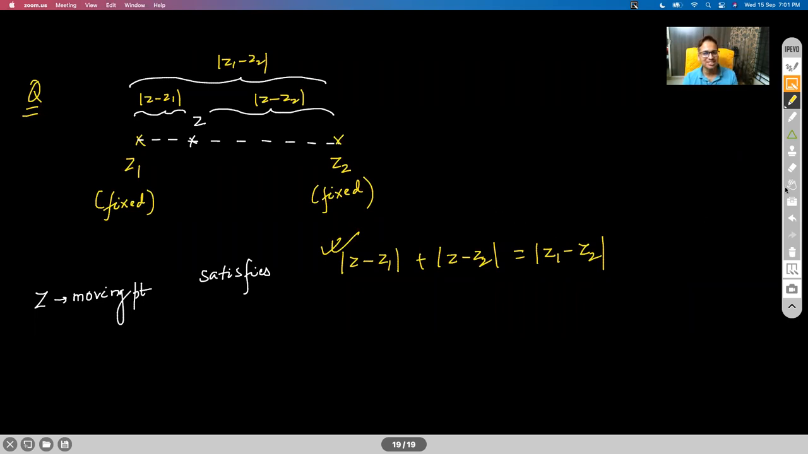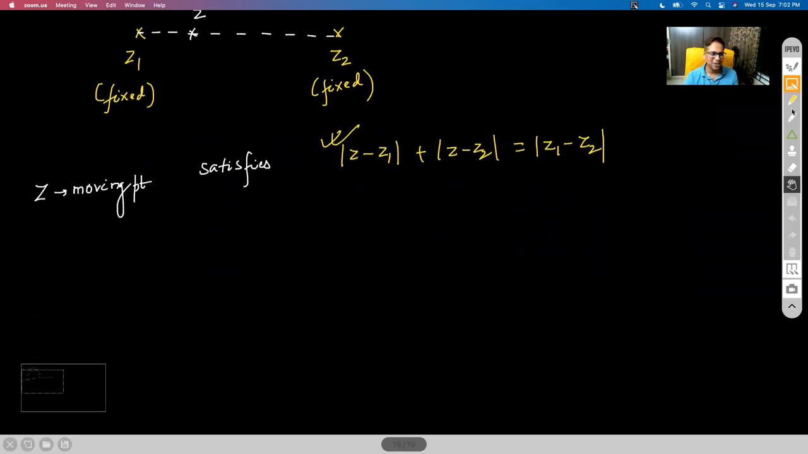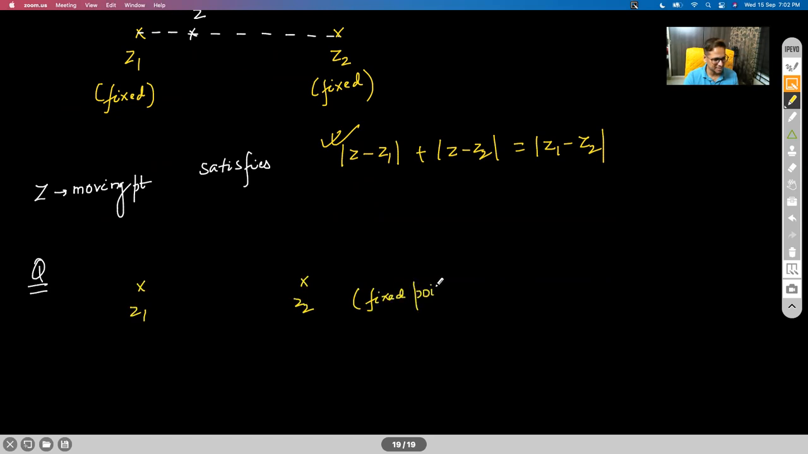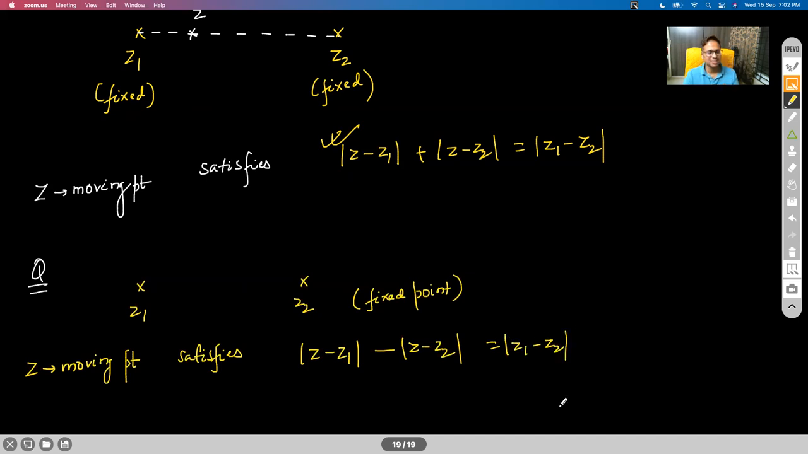Don't worry. I'll give you one more chance, Setu. Now, same diagram I'll draw once again. So next question. This is my Z1. This is my Z2. These two are fixed points. And now Z is a moving point, which satisfies mod Z minus Z1 minus mod Z minus Z2 is equal to mod Z1 minus Z2. Tell me where should Z lie, or draw the diagram for locus of Z here.